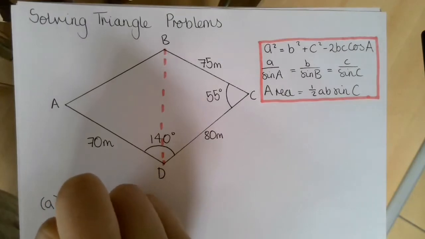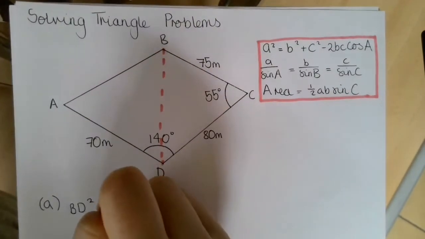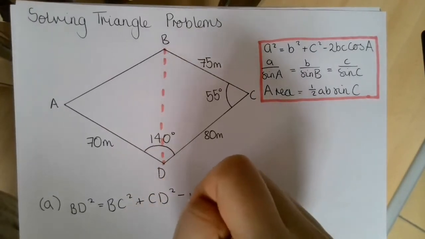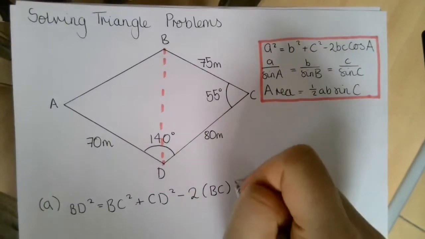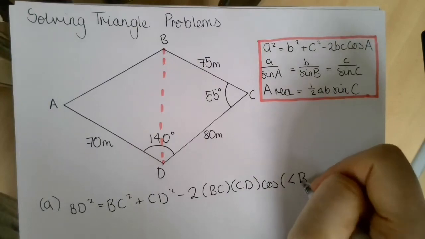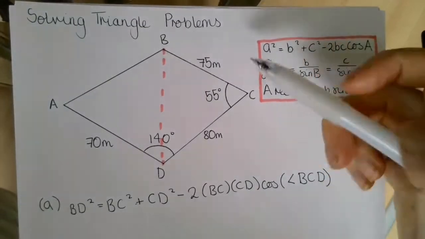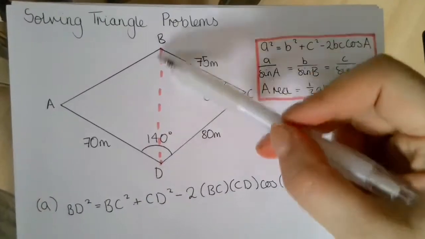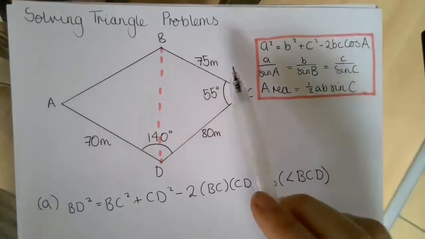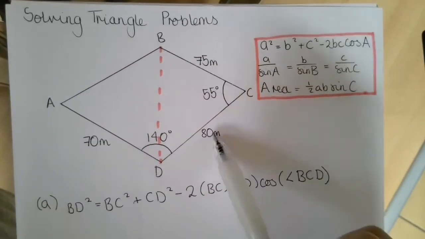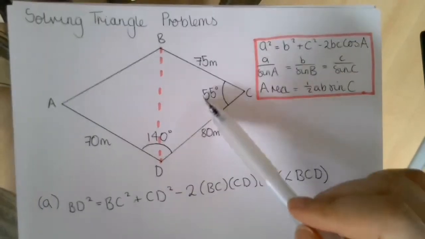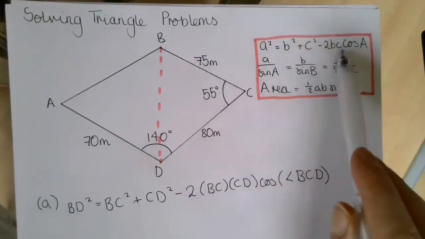So BD squared, that's equal to BC squared plus CD squared, subtract 2 BC CD cos, and we're looking at the angle BCD. So we're looking at this triangle here. I've used the cosine rule to find out this length here. So essentially, this is lowercase b, this is lowercase c, and we've got this as our angle capital A, if we were looking at that formula.